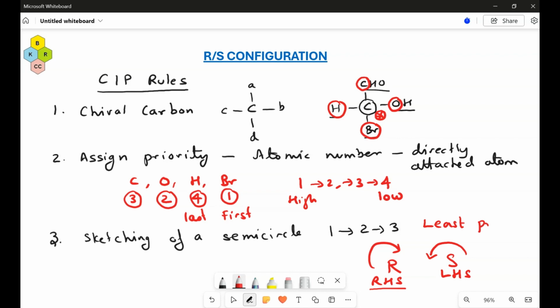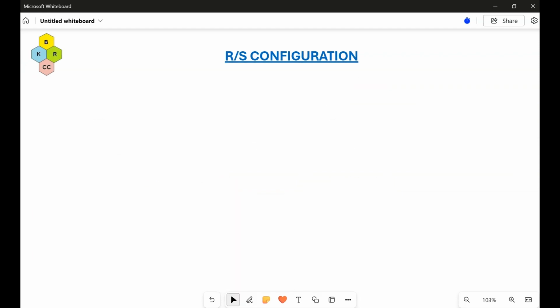the least priority group should be away from us. This is very important, or we say it to be far. So you should keep in mind that the least priority group should be away from us. Now, how to know whether the least priority is away from us or not?